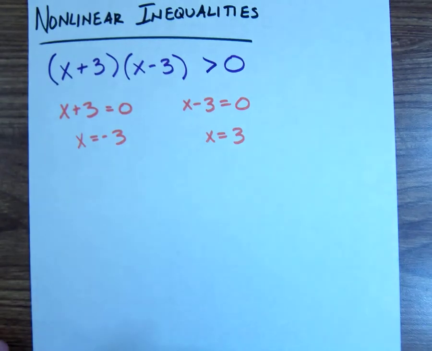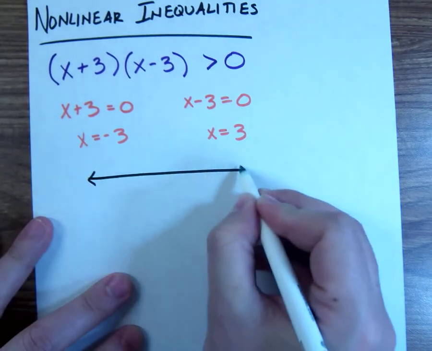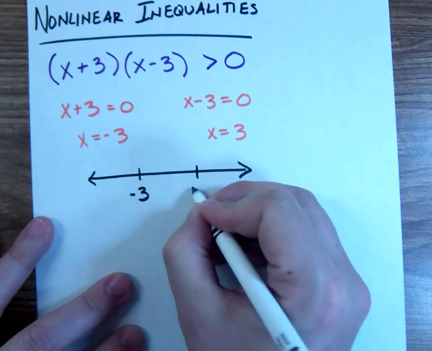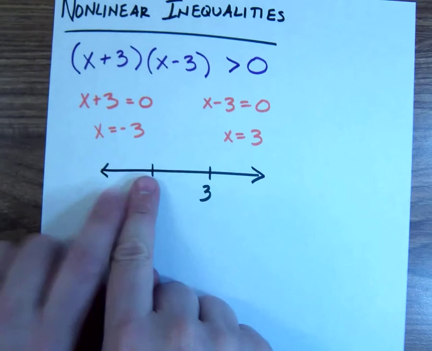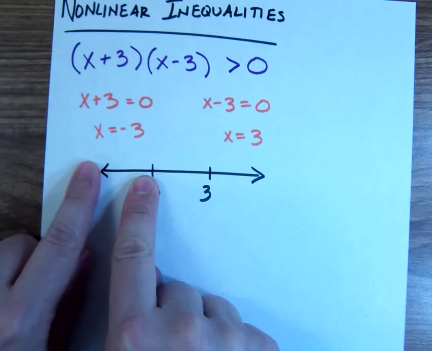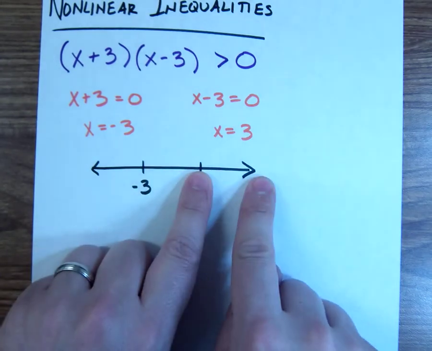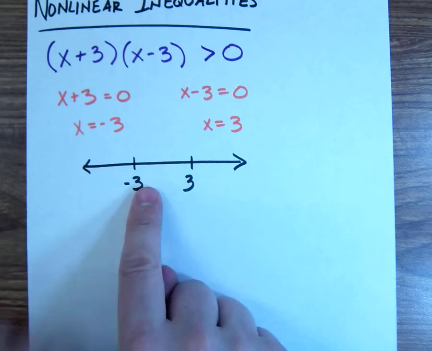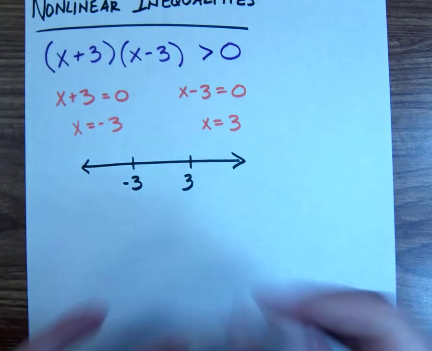Okay, so here's how we're going to do this. We're going to draw a number line, and on the number line, we're going to put these two points, negative 3 and positive 3. Now, what I said was our answers are either going to be this section of numbers, or this section, or this section. So what I really want to know is what's going on in all these areas? What's going on in between negative 3 and positive 3? What's going on at numbers below negative 3 or above positive 3?